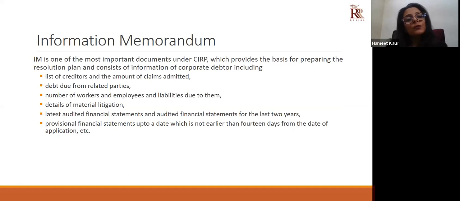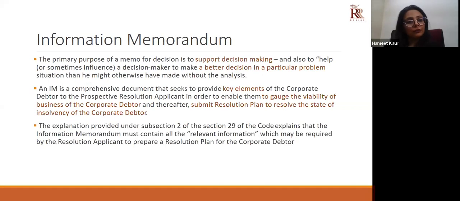So IM is one of the most important documents in the CRP, which provides the basis for preparing the resolution plan and consists of information of the CD, which includes list of creditors, amounts of claims, debts due from related parties, number of workers, employees, material litigation, last audited financial statements, provisional financial statements up to the ICD or which is not earlier than 14 days from the date of application, etc.